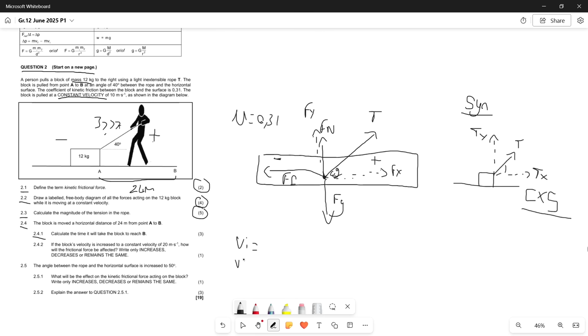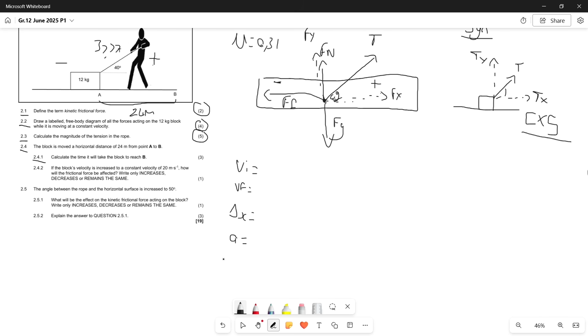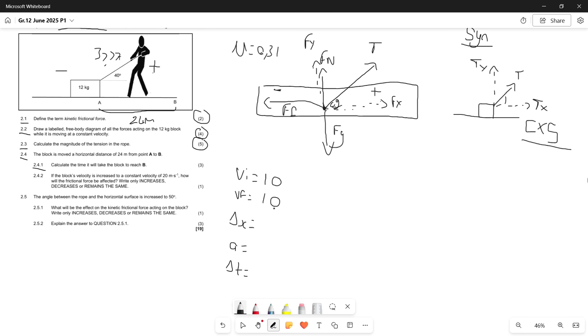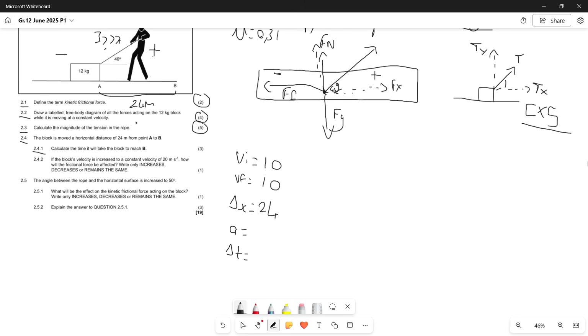We have our VI, our VF, we have our delta X, we have our A, and we want time. Our initial velocity is 10 because they said it is starting at 10, but it is a constant velocity from there to there. They did not use the word rest anywhere. So our final velocity is also 10. Our distance is 24, as we just read over here, 24 meters from A to B. Our acceleration, because it is a constant velocity, is 0.